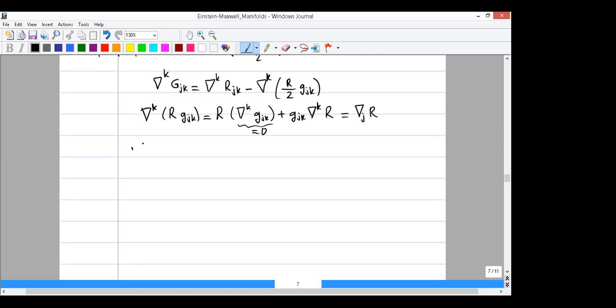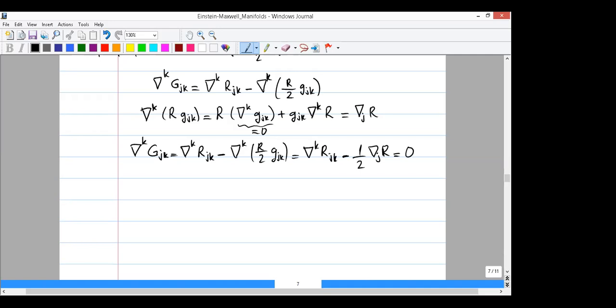And then let's see, ∇^k G_jk is ∇^k R_jk minus ∇^k R over 2 g_jk, and that's equal to ∇^k R_jk minus 1/2 ∇_j R, we just obtained that, equal to 0.